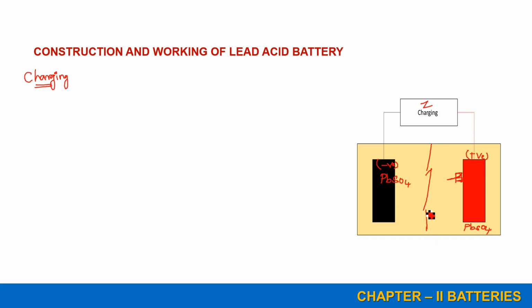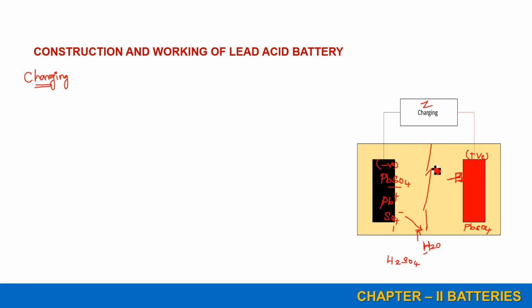Your electrolyte becomes water during the discharge condition. So this battery is fully discharged. If I am giving the current, what will happen is this lead sulfate will be split into two components, that is, one is sponge lead and another one is sulfate. So this sulfate goes to the hydrogen, and hydrogen sulfate will form here. So sulfuric acid will be created during the charging condition.